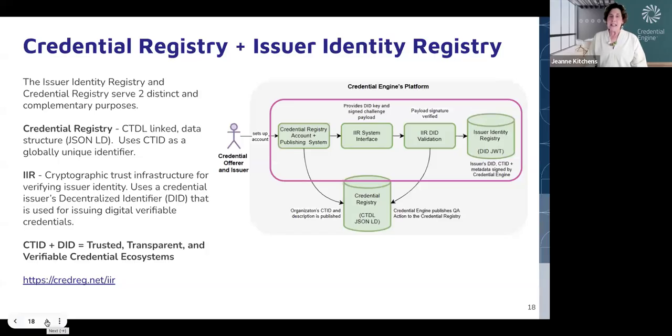So if you're getting data from the Issuer Identity Registry, you could also consume data from the Credential Registry and get more details about the credentials offered by organizations. So the important thing to know is this is not some standalone thing. It's literally integrated in our work and our systems, and it's all about trusted, transparent, and verifiable ecosystems.